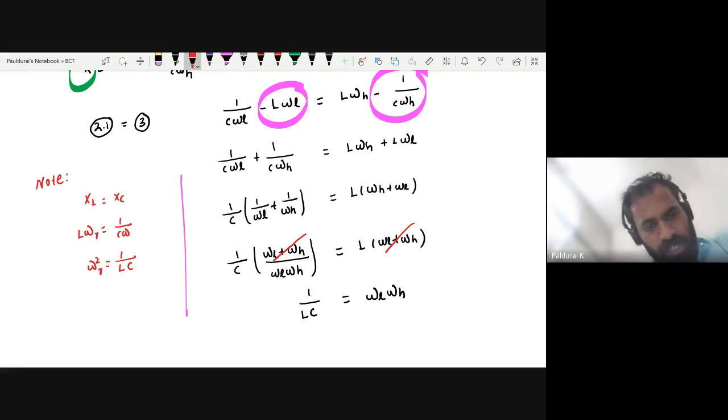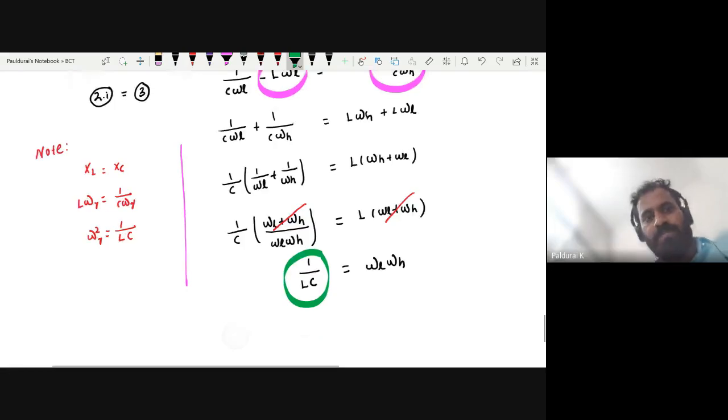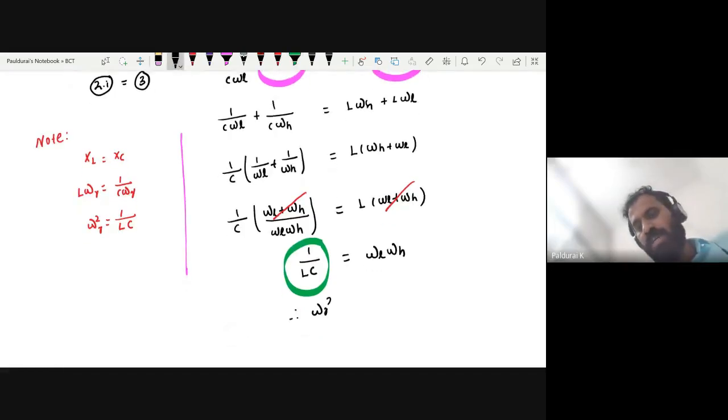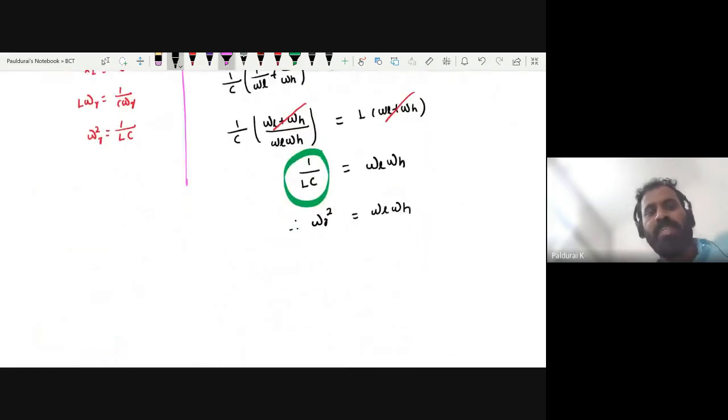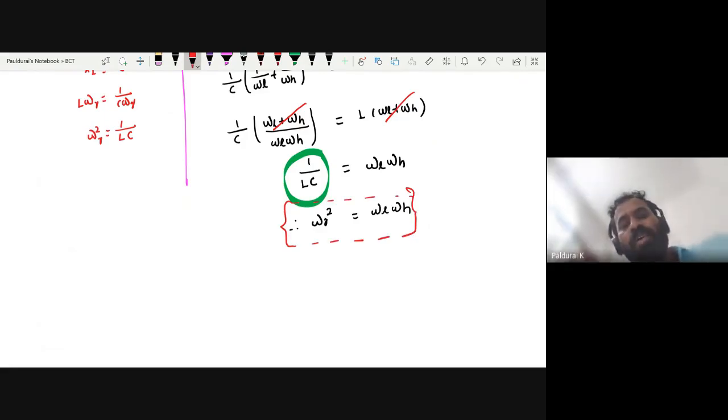So omega R squared, right? So now what is this 1 by LC? It is omega R squared, right? Therefore, omega R squared equals omega L, omega H. This is the relation I have given, right? Omega R squared equals omega L omega H. I derived the same thing, right? It's a very, very important relation. The relation between highest, lowest and resonance frequencies.